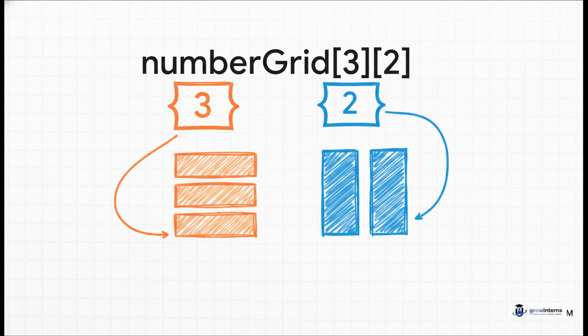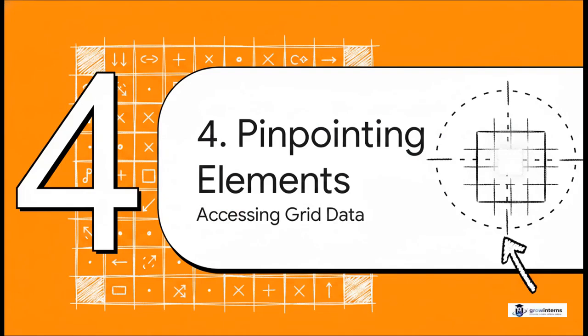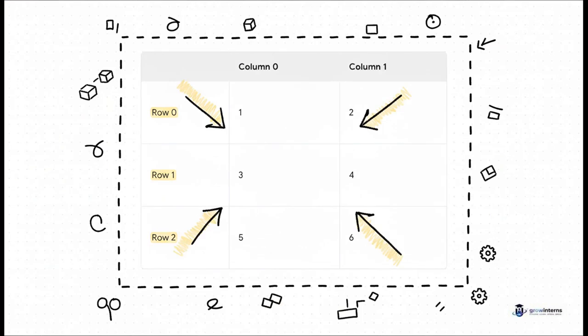3 rows, 2 columns. Okay, so we've successfully built our grid. Now, how do we get something out of it? How do we pinpoint one specific element inside that grid? This table is basically what our number grid looks like in the computer's memory. It's a table. It's got rows and columns. And just like we learned with 1D arrays, the numbering for both the rows and the columns starts at 0. So our 3 rows are indexed 0, 1, and 2, and our 2 columns are indexed 0 and 1.